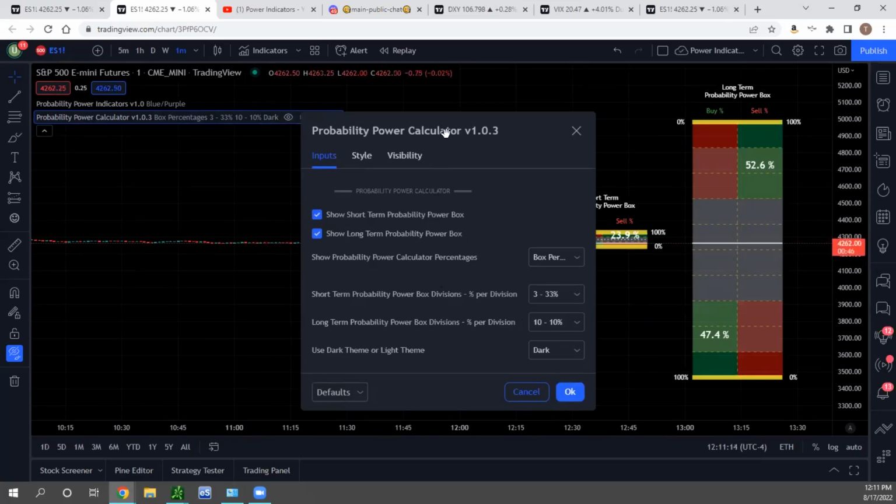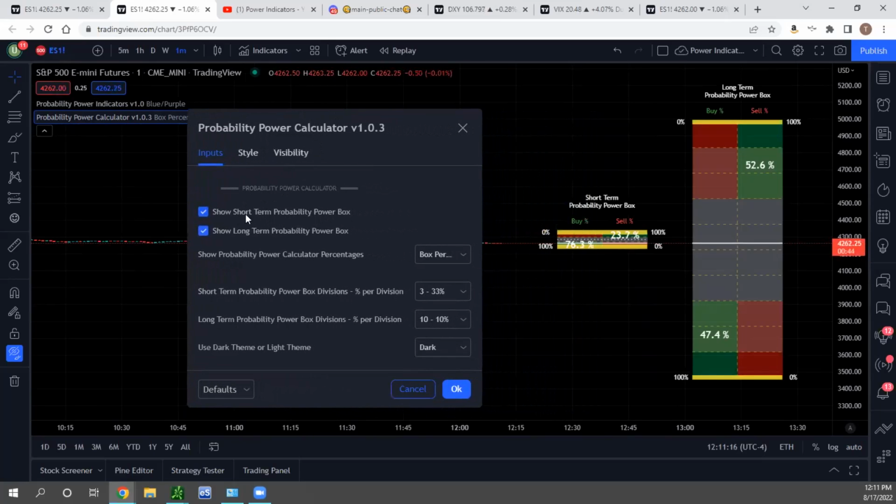Now, the short term you want to use primarily if you do day trading. And then if you do swing trading and long-term investing, then you want to stick to the long-term probability box. The short-term probability box is not going to be as useful if you do swing trading or long-term investing, other than to maybe find an entry, a specific entry for the day. But for the most part, you can just use the long-term probability power box for swing trading and long-term investing.